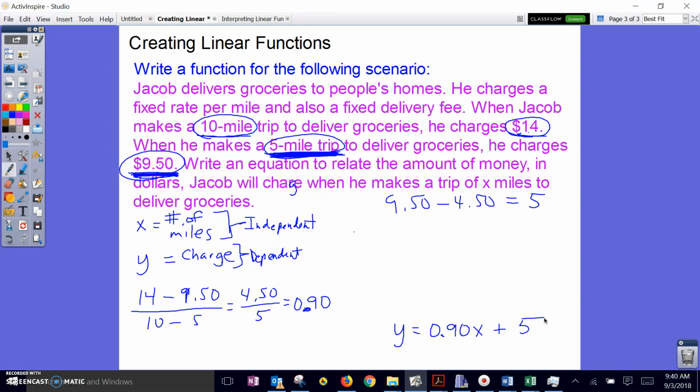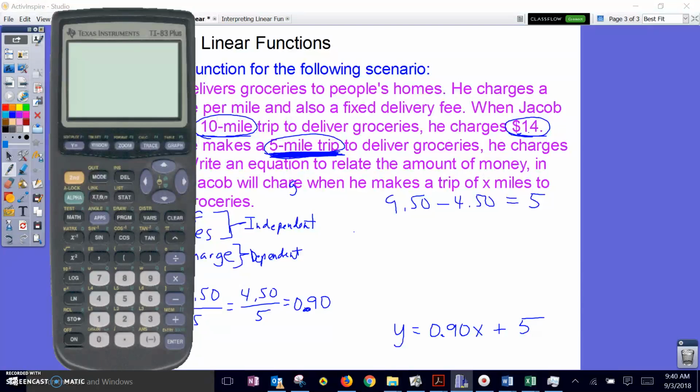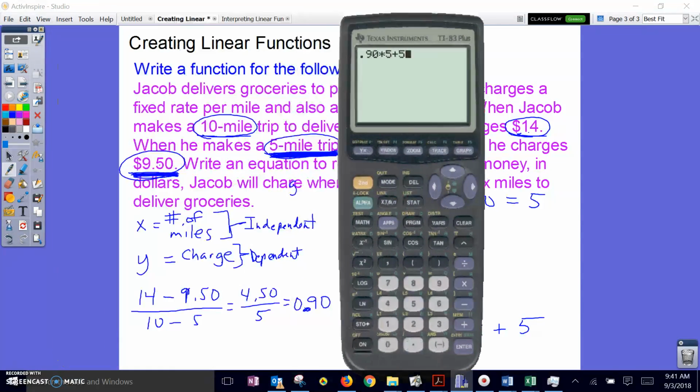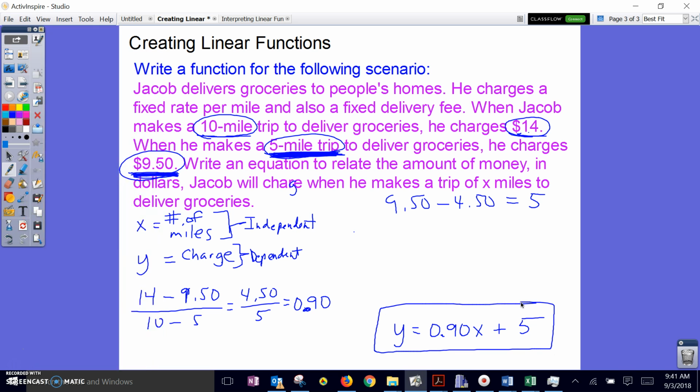Now, the last thing I want to do here is just double check and make sure that based off of the information that I'm given in the problem, this function does indeed give me the values that are listed there. So if I put 5 miles in here for the distance, it should give me $9.50. And if I put 10 miles in here for the distance, it should give me $14. And my function checks out with both of those, and so I'm pretty happy with the function that I wrote.